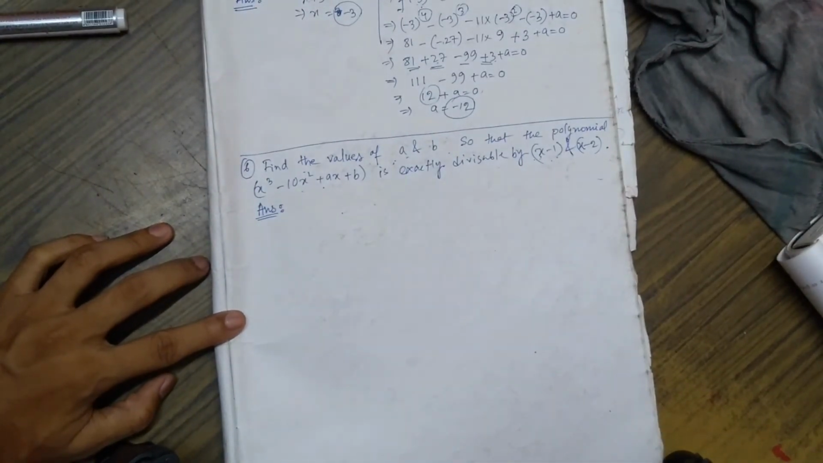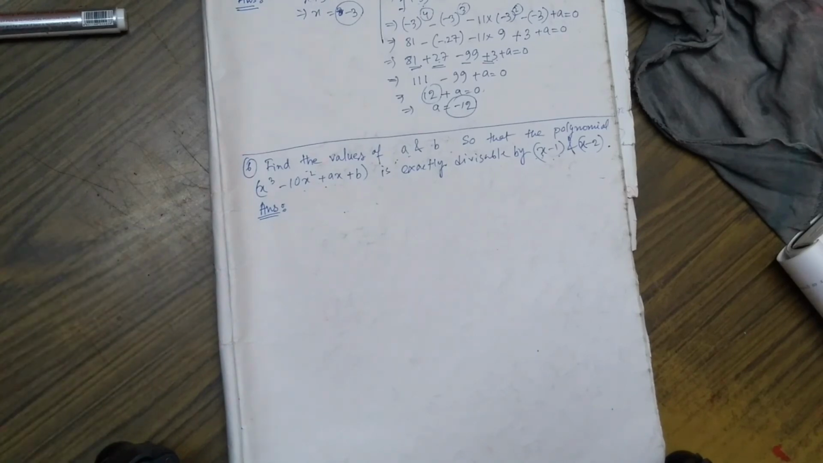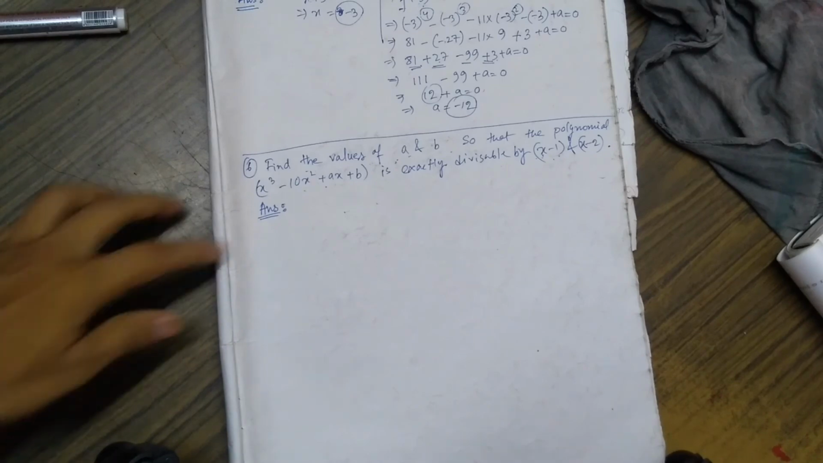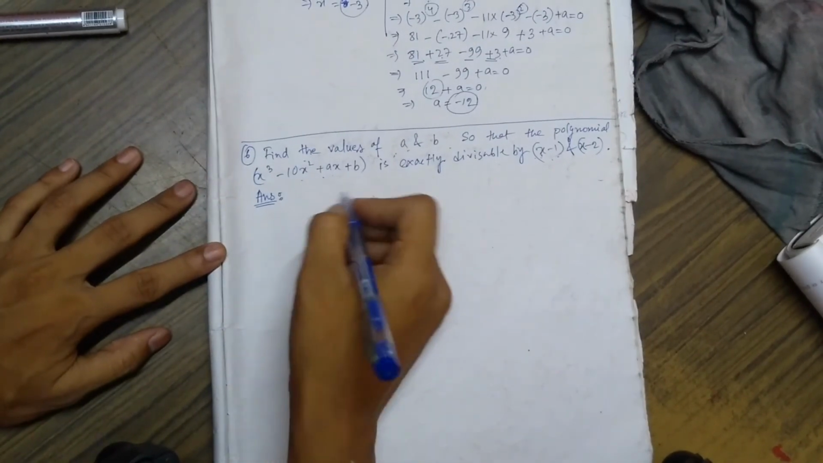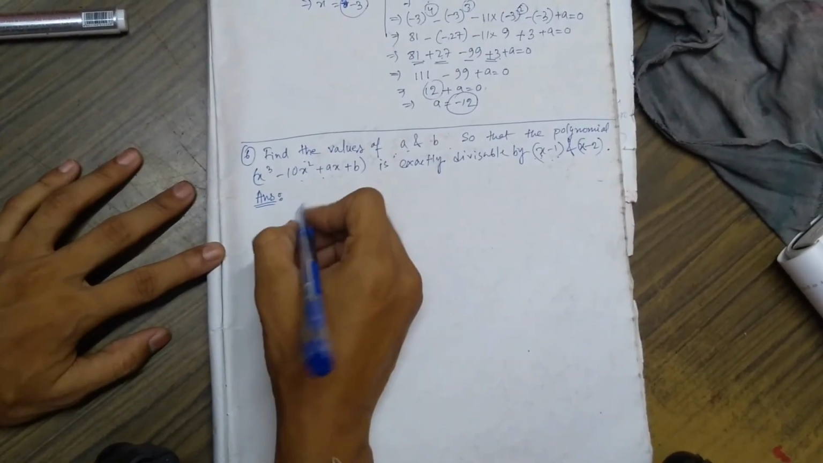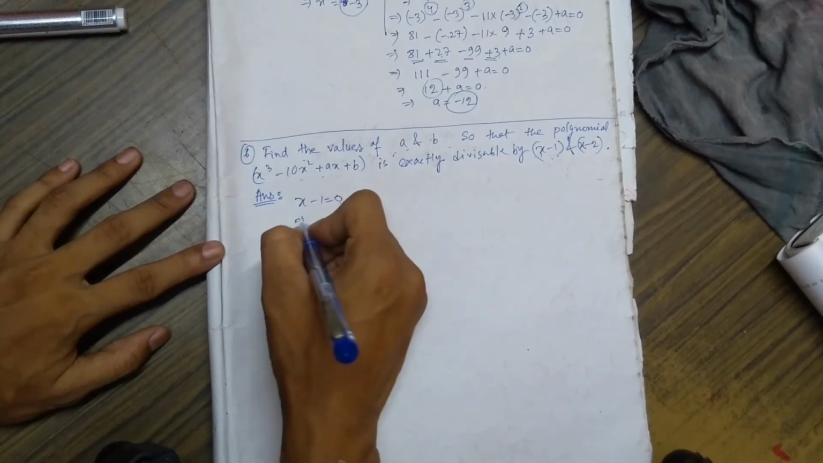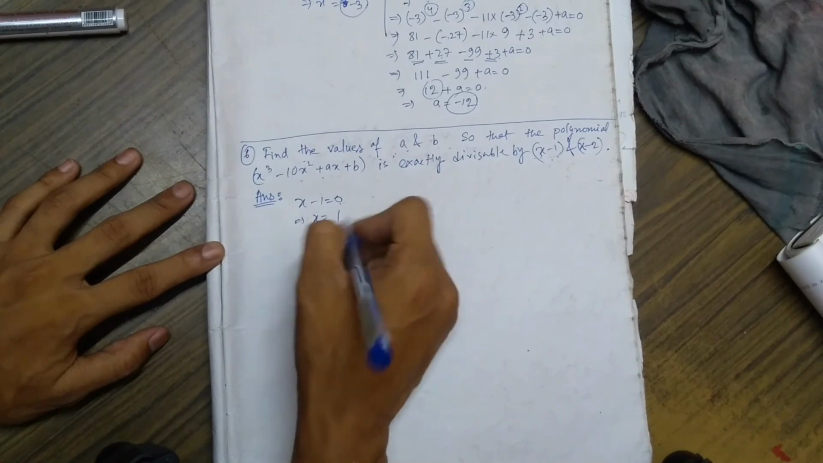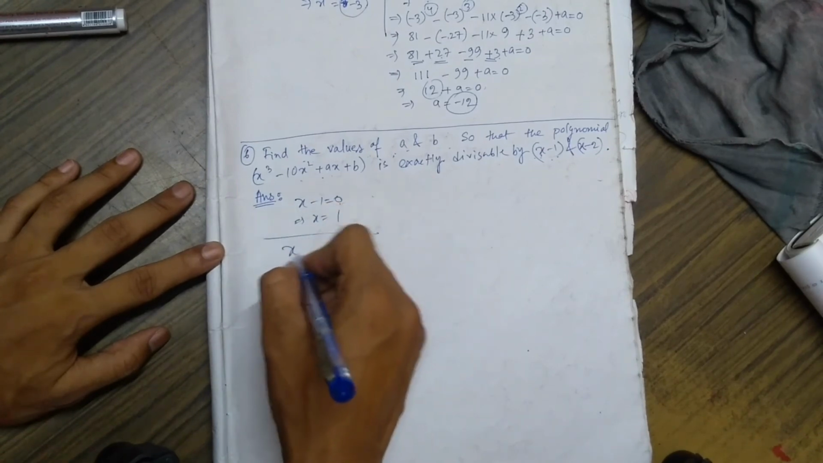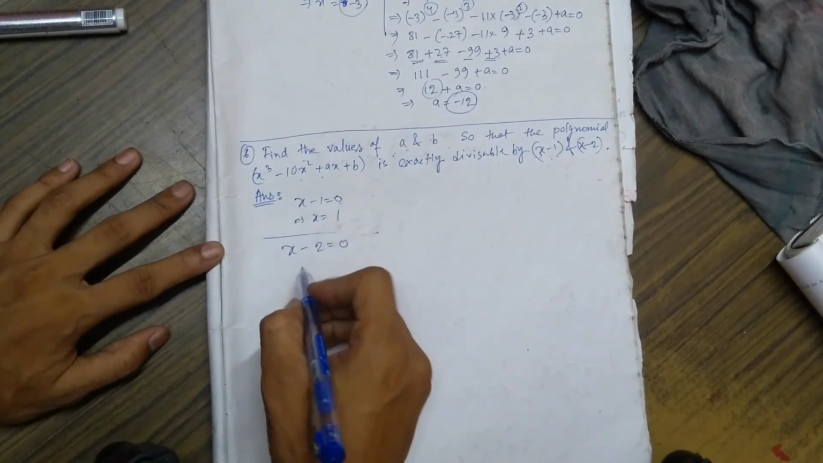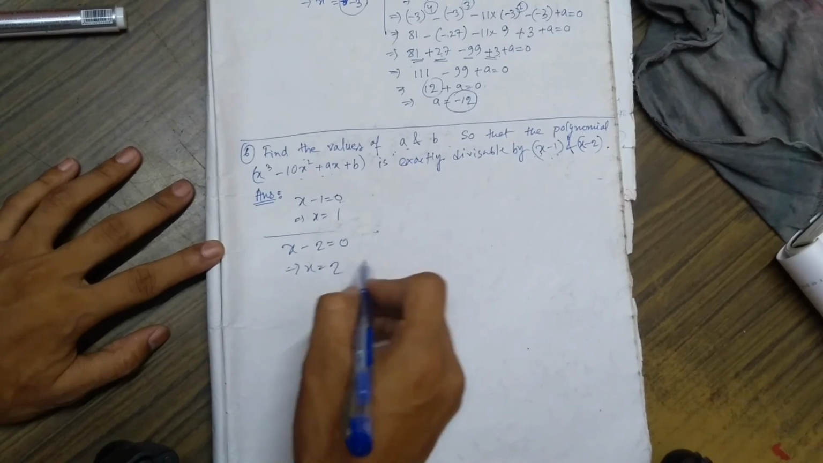So what will you do? Now, similarly, we will equate the divisor to 0. Then we will find the values of a and b. That is, put that value of x there. That means x minus 1 is equal to 0, so the value of x is 1. And again, if we equate x minus 2 equals to 0, then we get the value of x is plus 2 here.